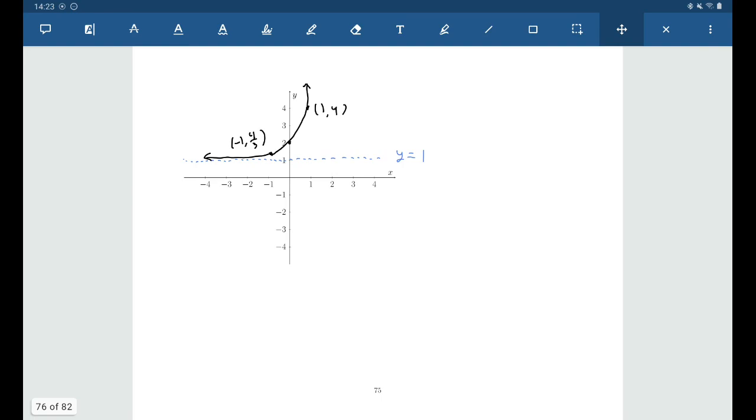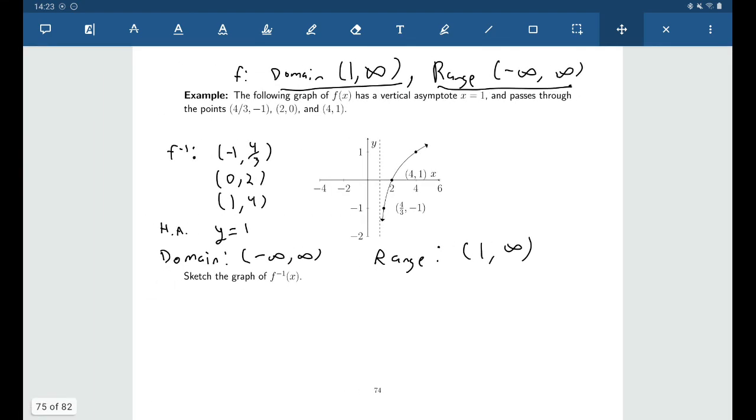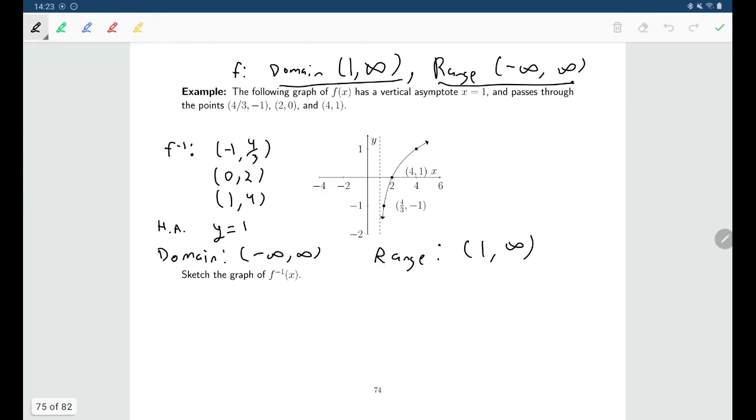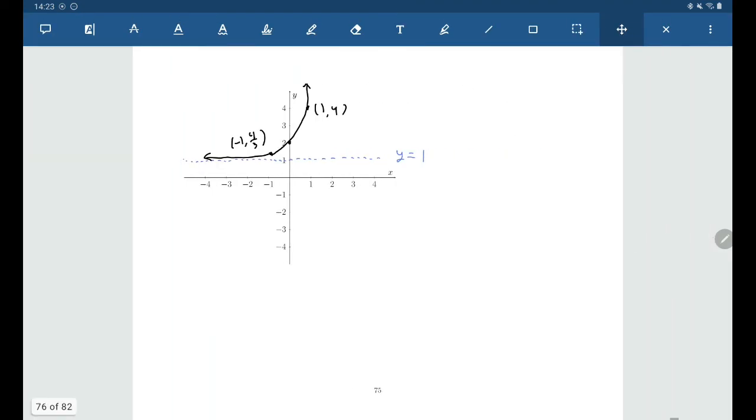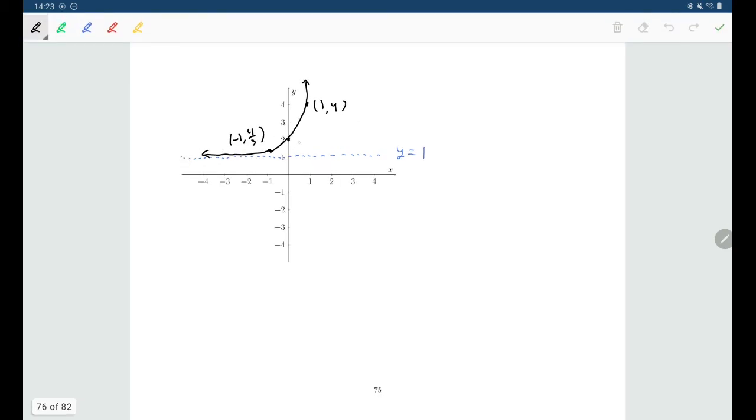Also notice that the domain and range are exactly as I predicted. I said over here that whatever the domain was for f, that should be the range for f inverse. F inverse should have a range 1 to infinity. Whatever the range of f was, that should be the domain of f inverse. The domain should be all real numbers. And if we take a look, we do exactly have that. The domain is all real numbers. The graph continues in all directions from left to right. But for y values, it's only y values that are larger than 1. There's nothing on the graph at 1 or below it.